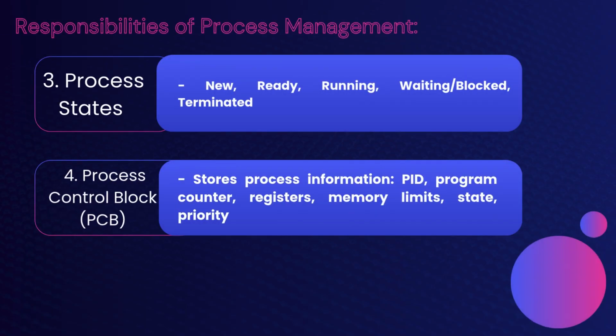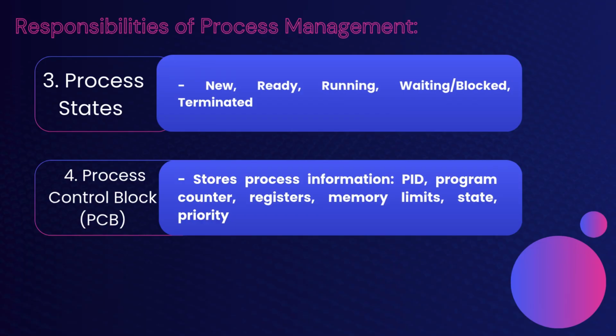Third, we have process state. Process state describes the different stages a process goes through. New, the process is just created. Ready, waiting for the CPU time. Running, currently being executed. Waiting, waiting for something like input or data. Terminated, finished or closed. In short, these states help the OS track what each process is doing.